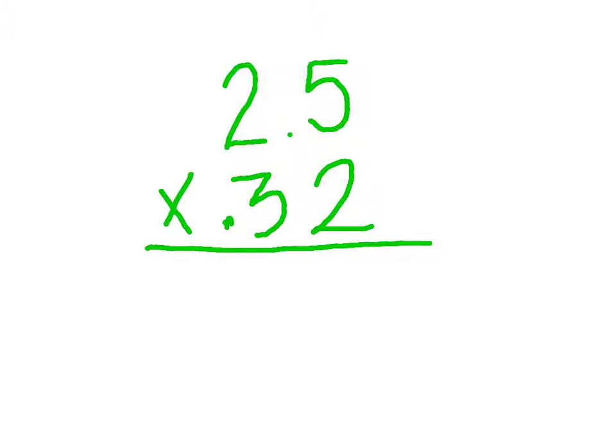Let's look at multiplication with decimals. When you're multiplying with decimals, you do not have to line up the decimal points. You can see in this problem that they're not lined up. You're going to multiply like normal.